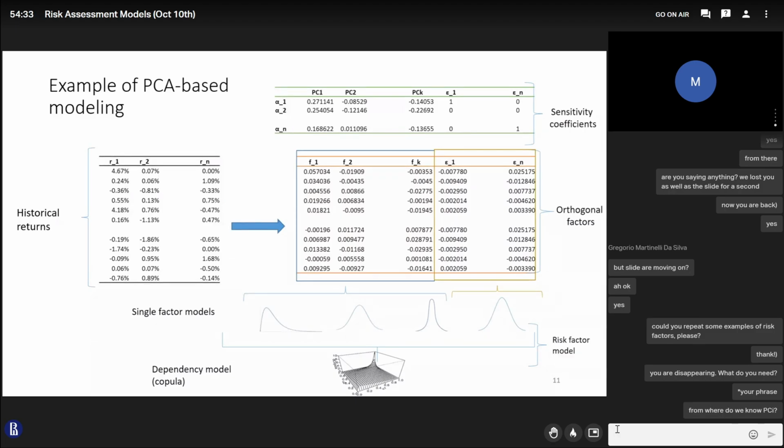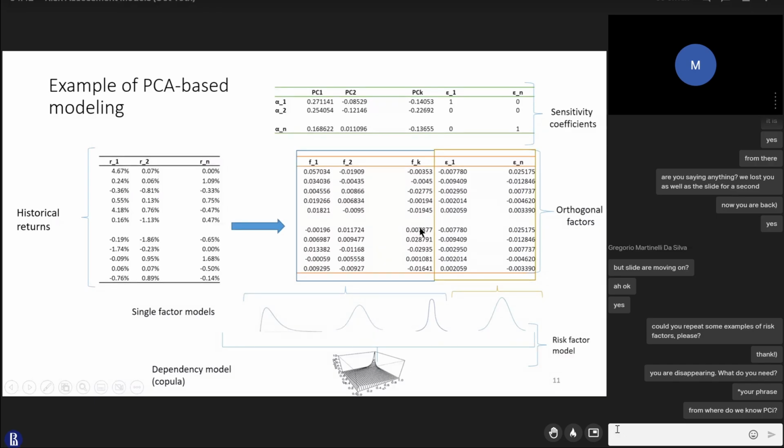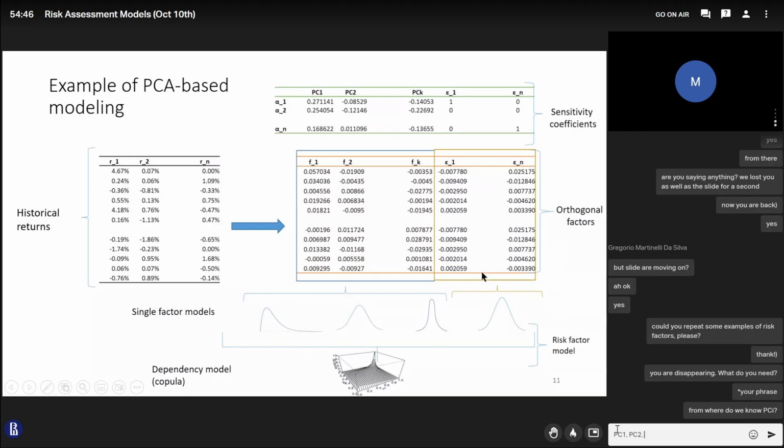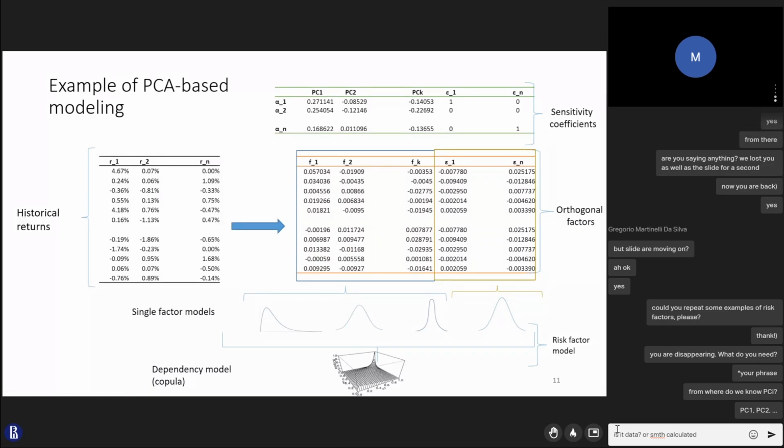What do you need, from where do we know PCA? Um, you mean like a methodology, Nikolai? PCA1, PCA2. Okay. Actually, the methodology itself, the method, provides you with a decomposition of the factors and the coefficients, so that you should apply. So this is what the method provides you.